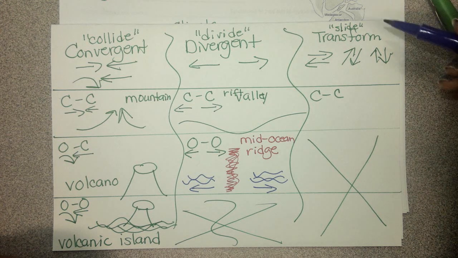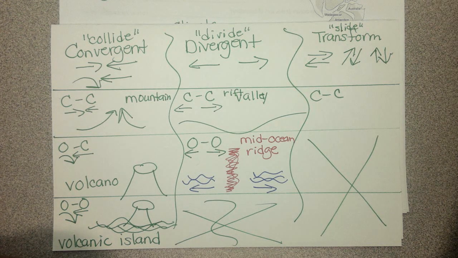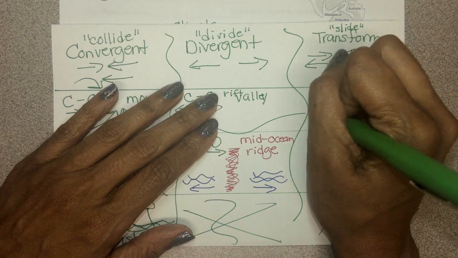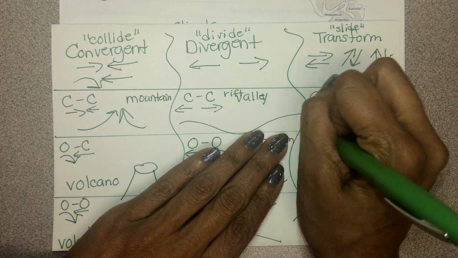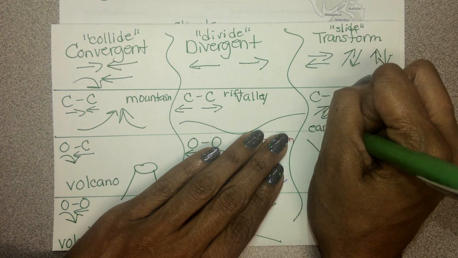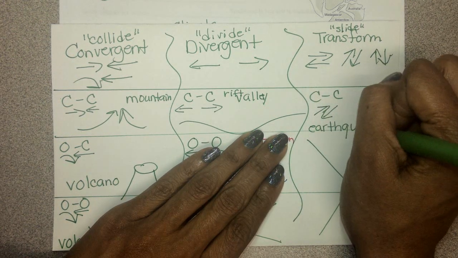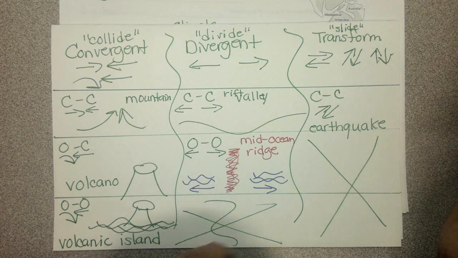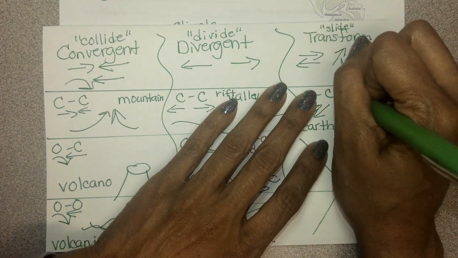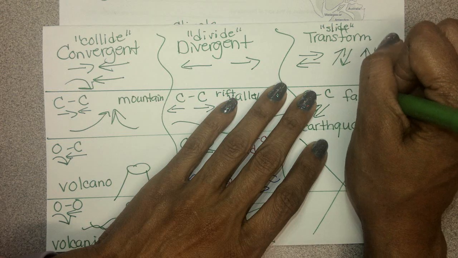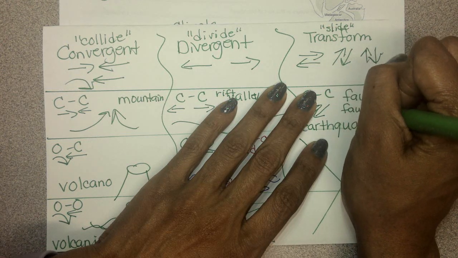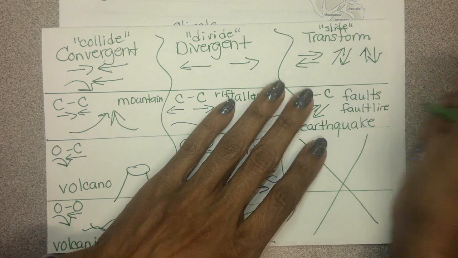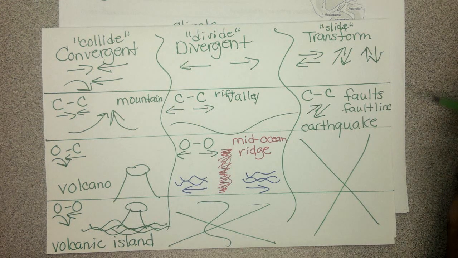All right, and then at a transform boundary, you have two land plates sliding past each other. The event that happens is an earthquake. And the geological feature, or what happens, you get something called faults or fault lines. So anytime you see fault or fault line, that is a transform boundary.